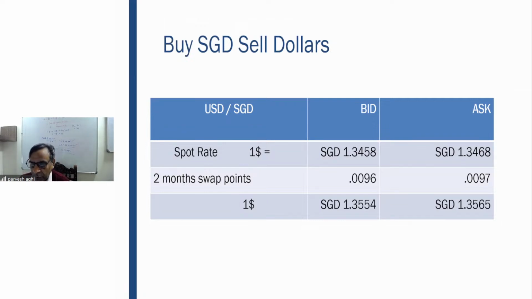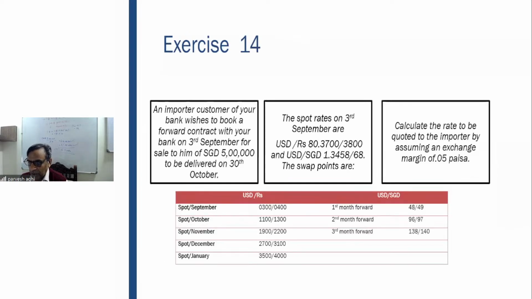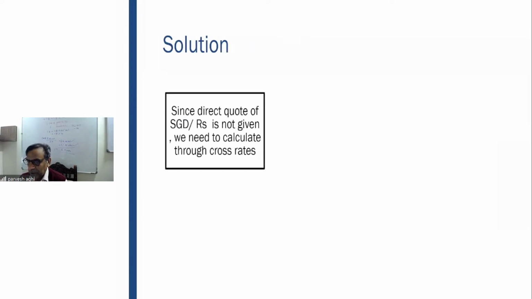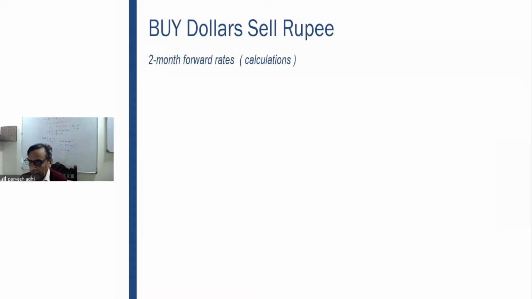So the rate, we know that $1 is equal to so many Singapore dollars. Both bid and ask are given. The 2 months swap points we picked up from the question itself, which is given in there, 0.0096, 0.0097. Now the only thing is that you have to remember that in the question it was given 96 and 97. You have to put decimal places, assuming the swap point is 0.001. So I explained that.